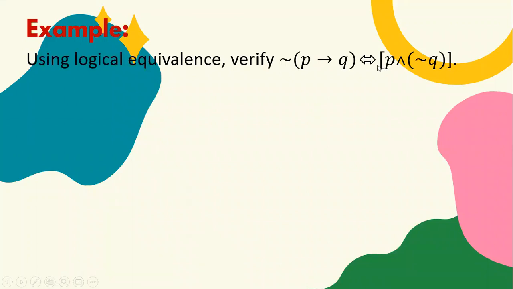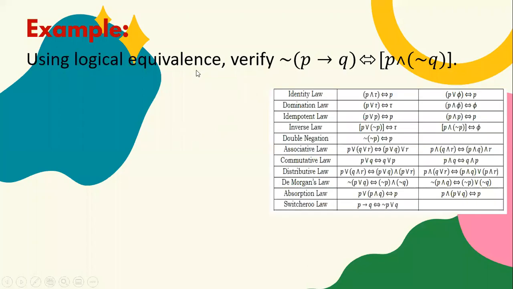Ito ba yung given natin kanina? Hindi. Iba ito kaysa dun sa isang given natin. So, paano natin establish yung logical equivalence ng negation of P then Q is logical equivalent to P and the negation of Q. So, sabi ko nga sa inyo, we need to use the different laws, okay, for the table of equivalences. So, unang-una, let's start with this one.